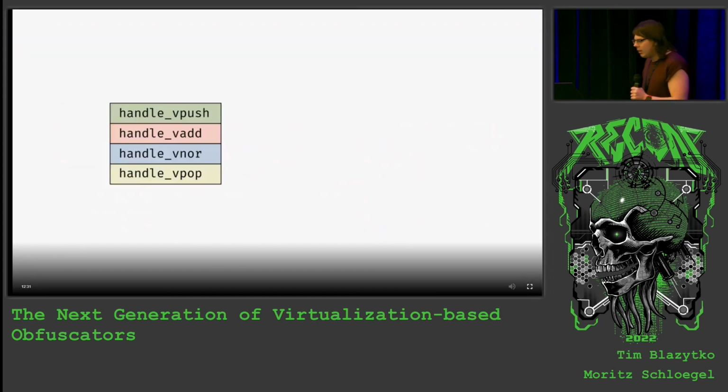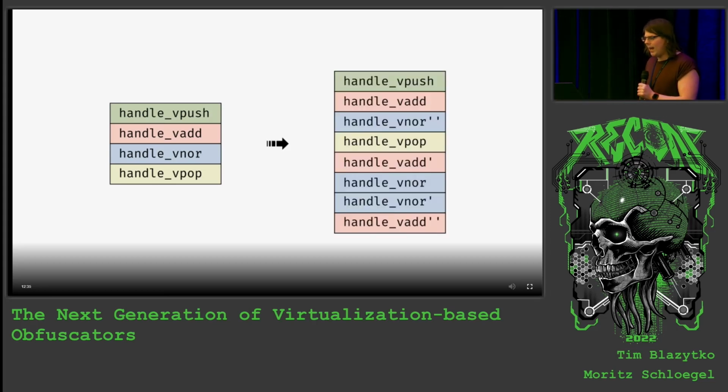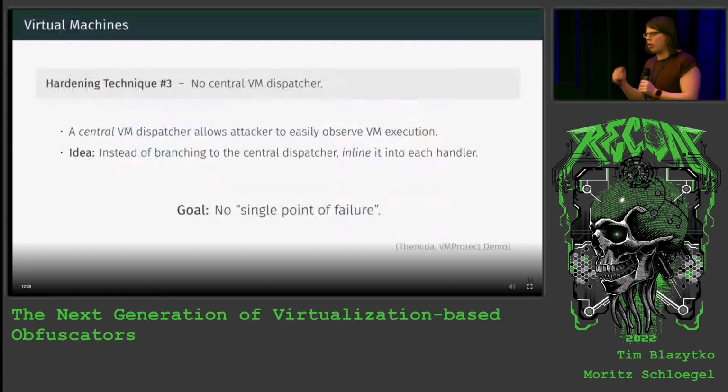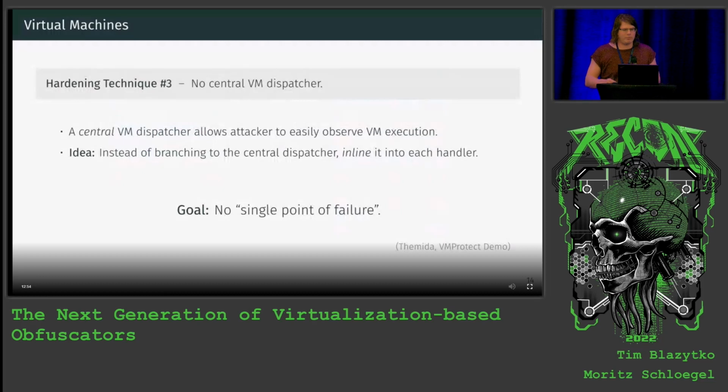So to visualize that, we have this handler table, and then it might look like that. We have several copies of the handler, and all of them look a bit different because they are obfuscated with some different opaque predicates or stuff like that. So now we have more handlers and more complicated handlers. Now we want to get rid of all the central data structures. Having a central dispatcher has the problem that we can use it as a single point of failure to observe all the control flow between the different handlers.